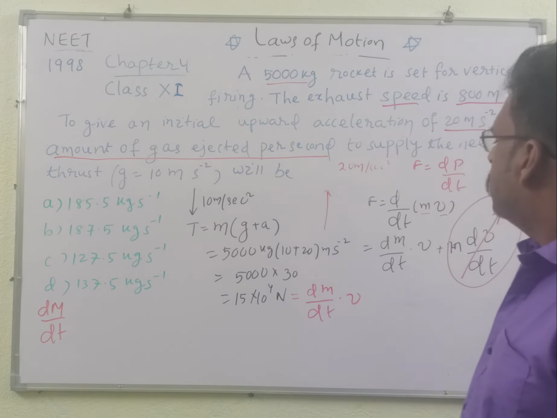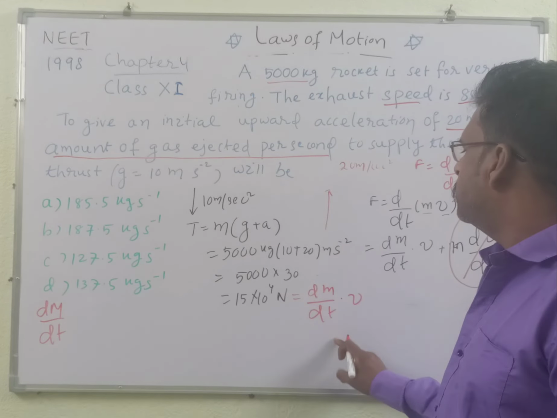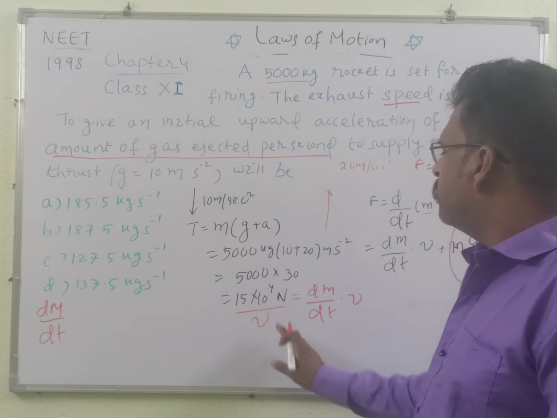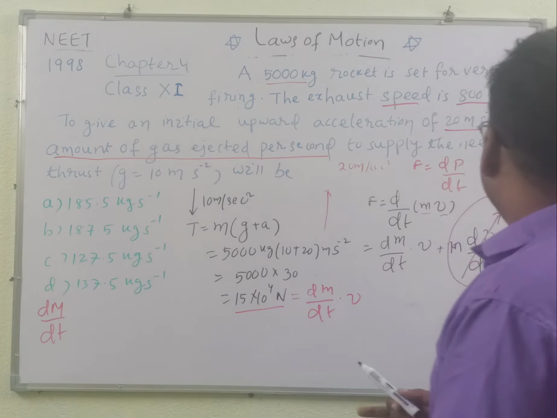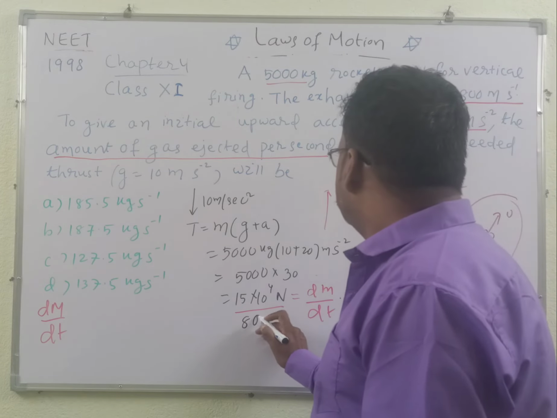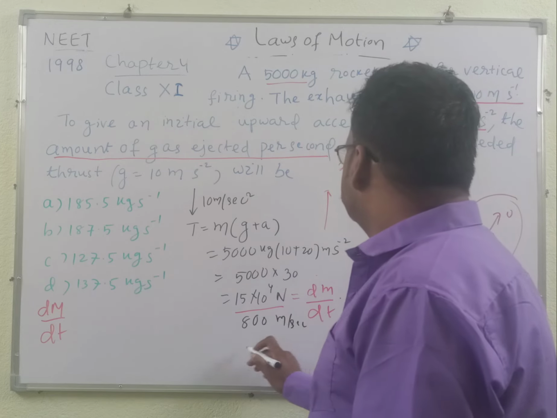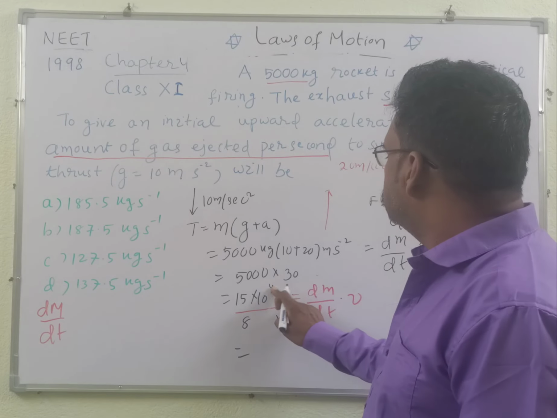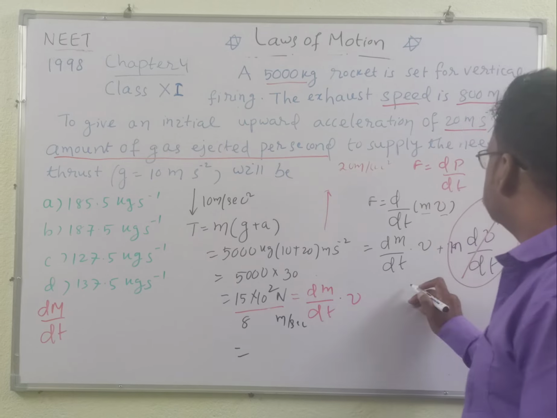So, student, what will be dm by dt? Then dm by dt will obviously be the thrust by v. And what is v, student, given how much? 800 meter per second. So this becomes, student, these two are cancelled here. This becomes 10 to the power 2, and 15 by 8 means 15 divided by 8.